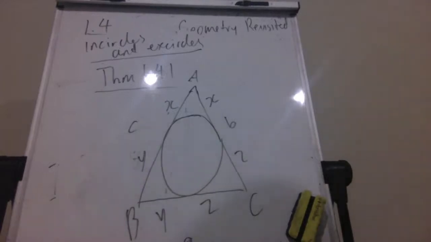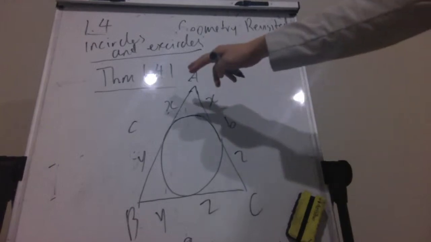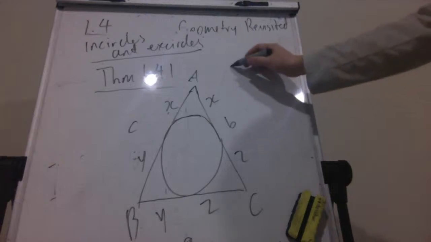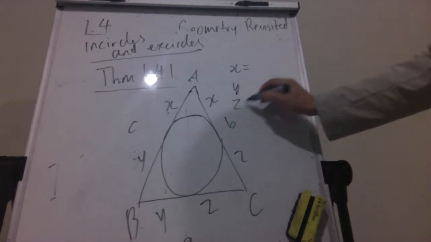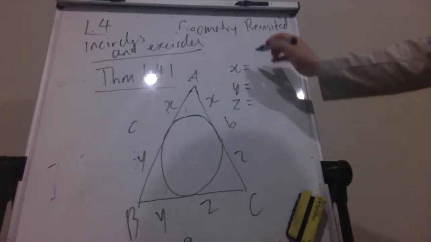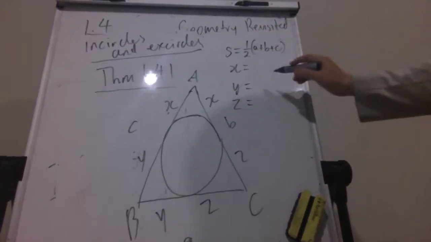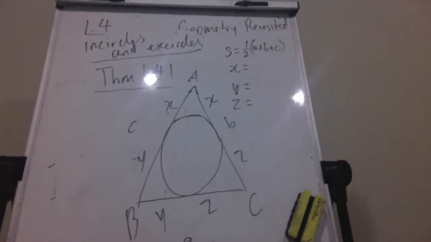Okay, so basically, there's a theorem that says what the lengths of these tangents are, like x, y, and z. Can you see that x is equal to, let's see. Can you express x, y, and z in terms of a, b, c, if s is equal to the semi-perimeter? Can you express x, y, and z in terms of s and a and b and c?